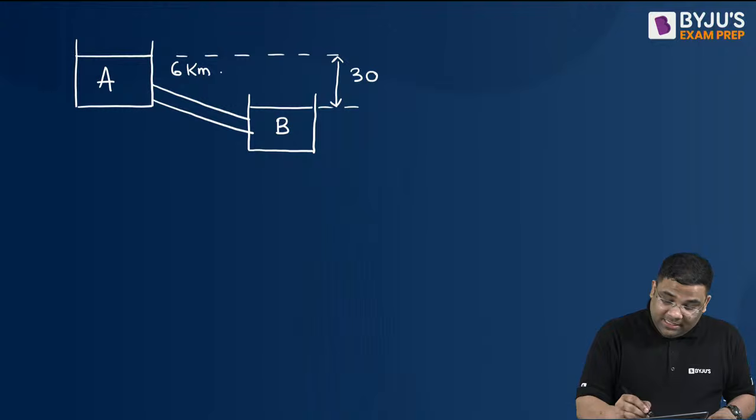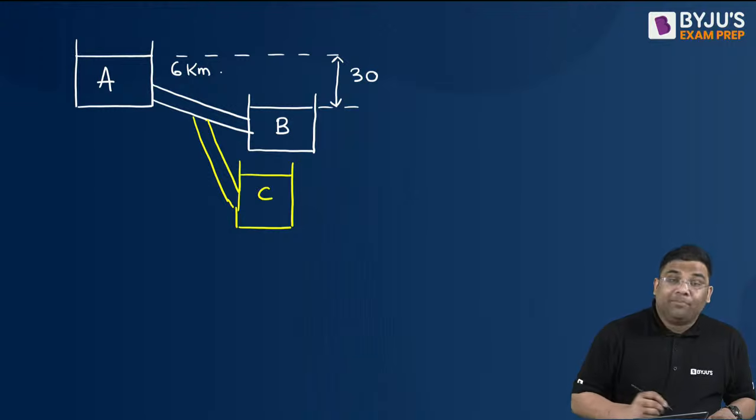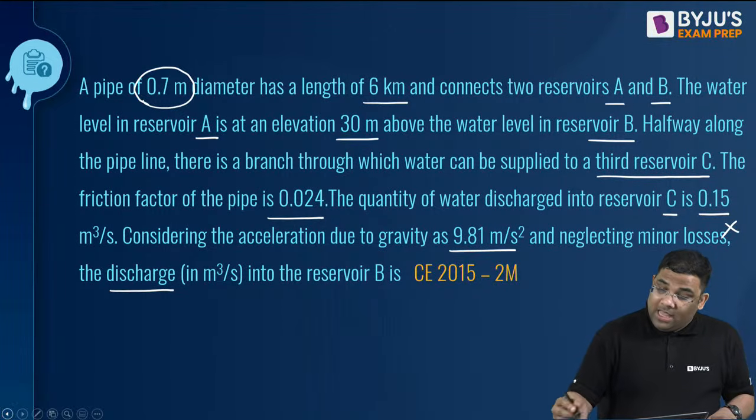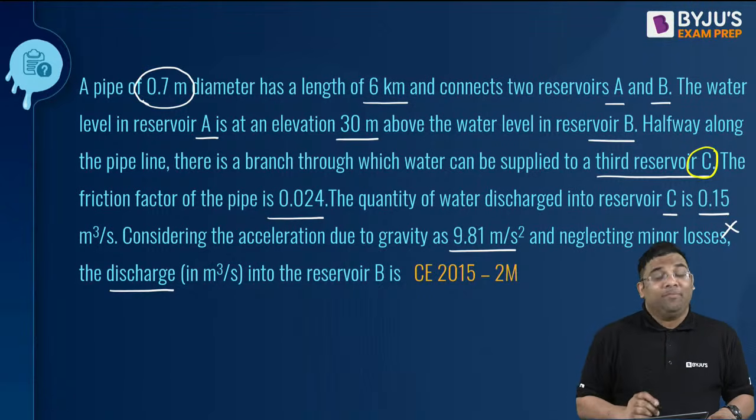Now it is written that halfway we have connected another pipe. We have connected another pipe to reservoir C. Yes, to reservoir C, we have connected another pipe. Now what is written here? Halfway along the pipeline, there is a branch through which water can be supplied to a third reservoir C, right? And the water's discharge in the reservoir C is 0.15 meter cube per second.